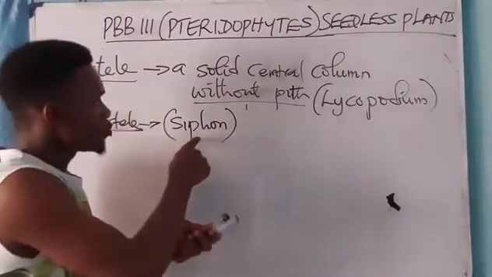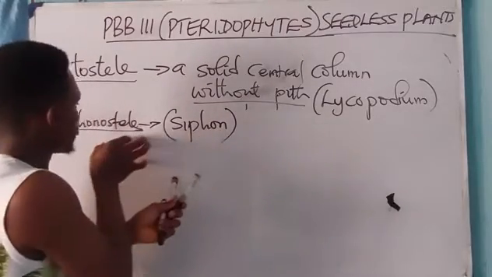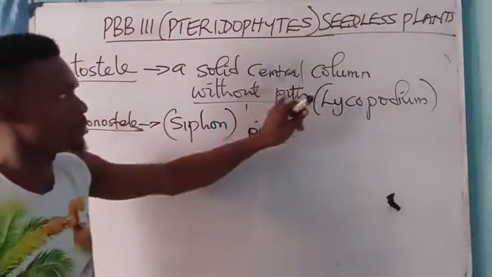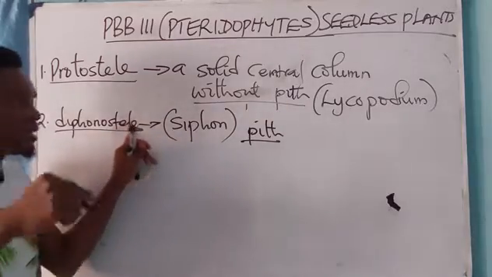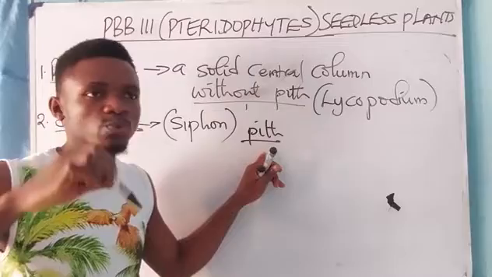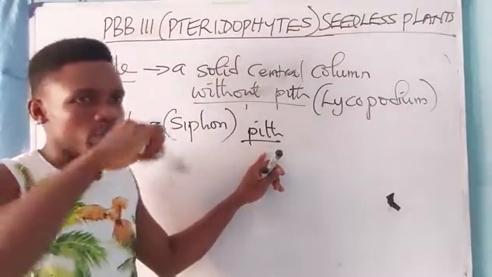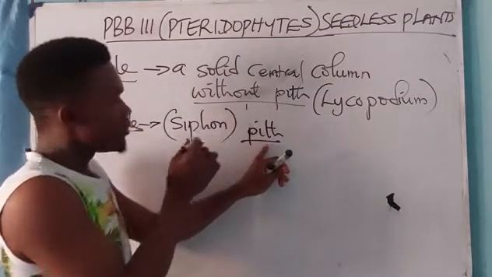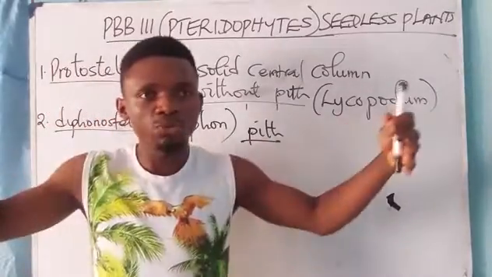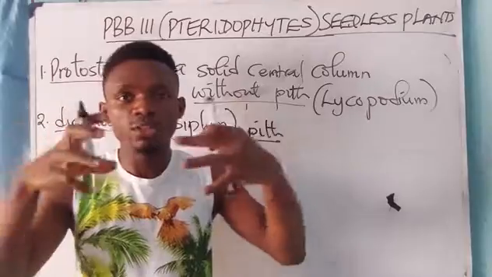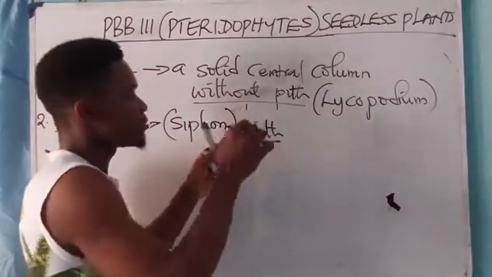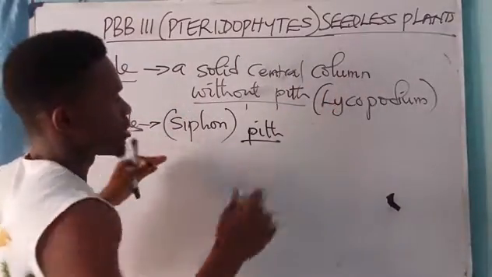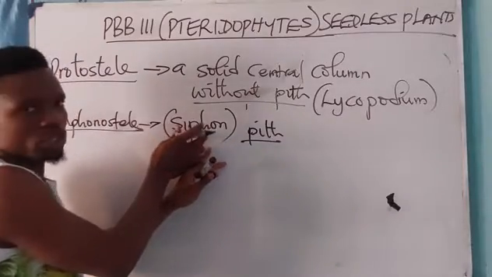It is a type of stele in which the xylem forms a cylindrical structure around a hollow space called a siphon. This type of stele has pith, but protostele does not have pith. Because of this arrangement, the phloem are found on the two sides of the xylem, that is, on the two sides of the hollow. Take note of that.